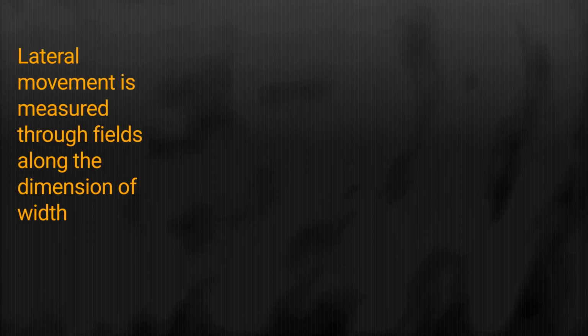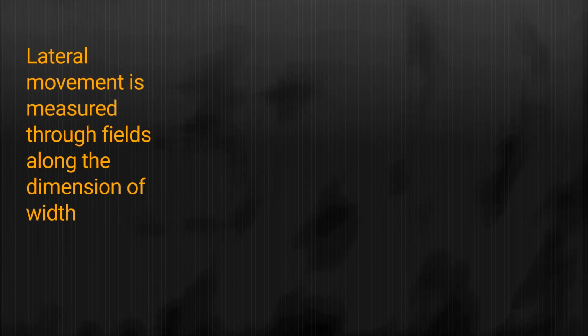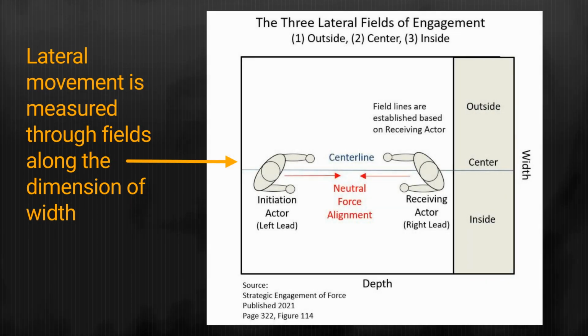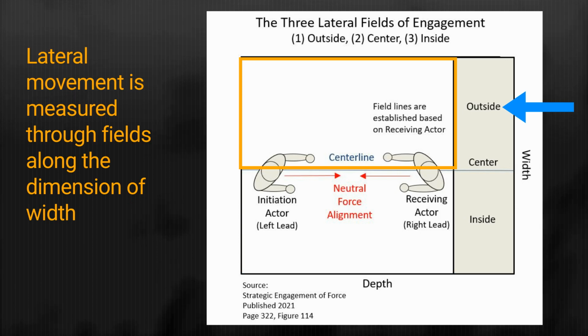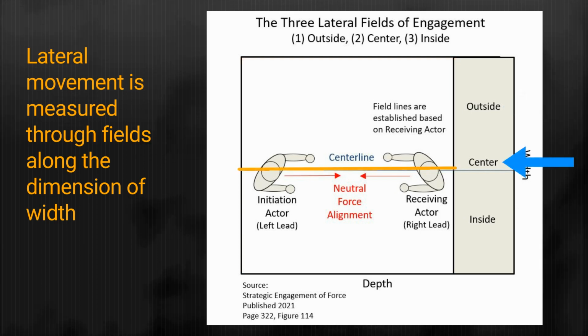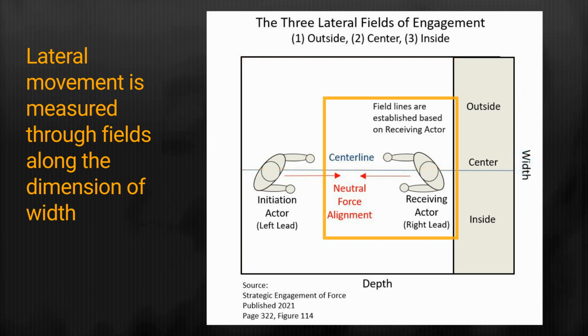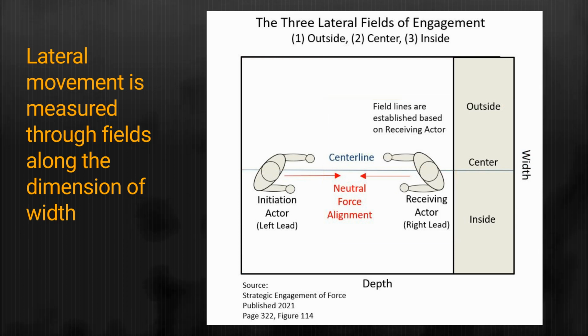In combat, lateral movement is measured through fields along the dimension of width. The following diagram is an excerpt from the book Strategic Engagement of Force, a field guide for the use of martial arts strategy and tactics. Defined within are 3 lateral fields of engagement: inside, outside, and center. The fields are based on the receiving actor's reference point when in a neutral force alignment. Scott Gehring explains.